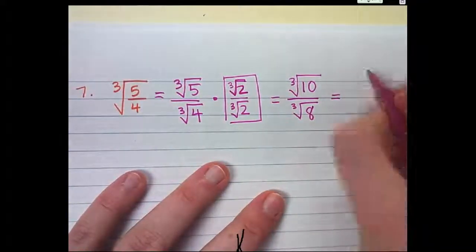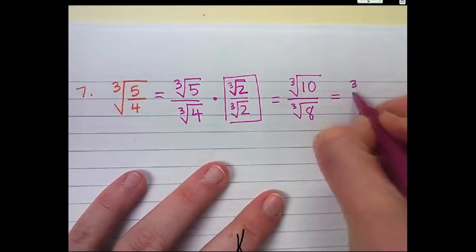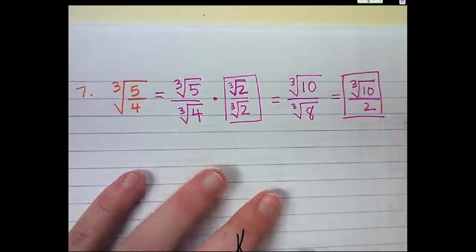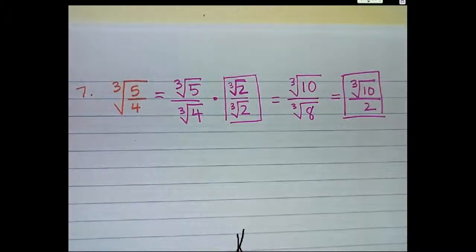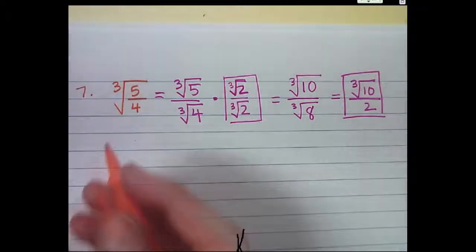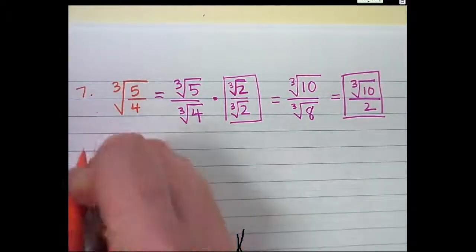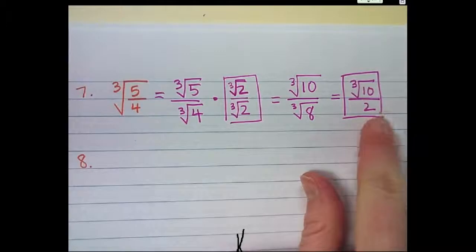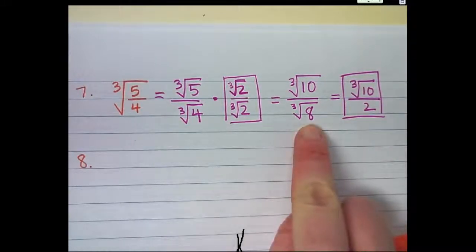Can I simplify the top? No. So cube root of 10. And what is the cube root of 8? 2. Can I reduce this? No, you can't. That's it. That's what's nice about your cubes and your 4s, because they don't simplify very much. This 2 or this 2? This one. Cube root of 8, so that's under the S right there where it says 2 cubed is 8.